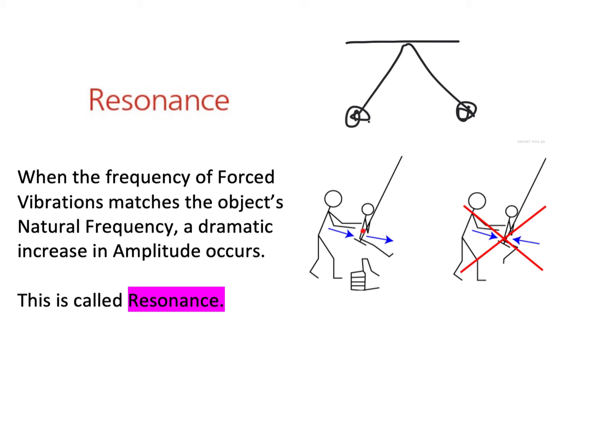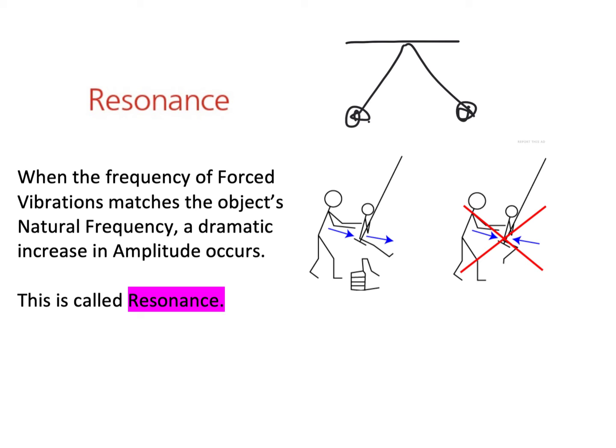If you push at just the right rhythm, every time you push, the child's going to go a little bit higher than it did before. If you push out of that rhythm, you're fighting against the child, and so the work that you do to push is wasted. It's not increasing the energy. It's not increasing the size of the swing.